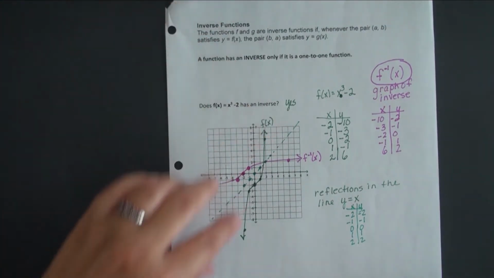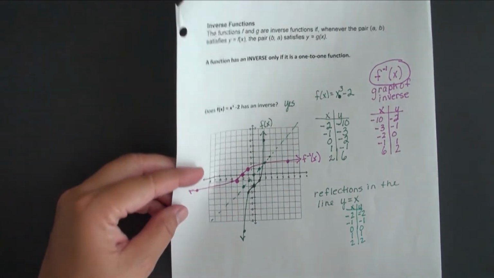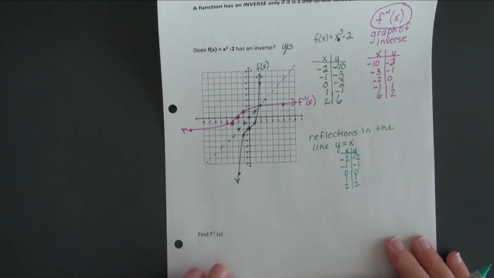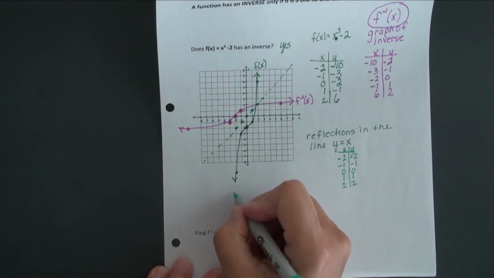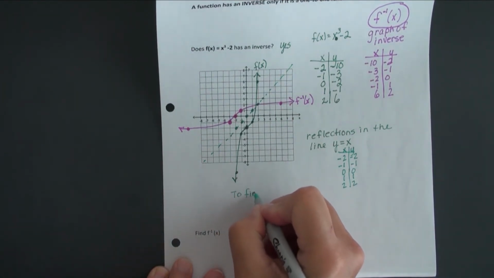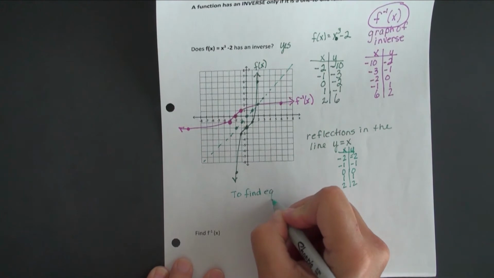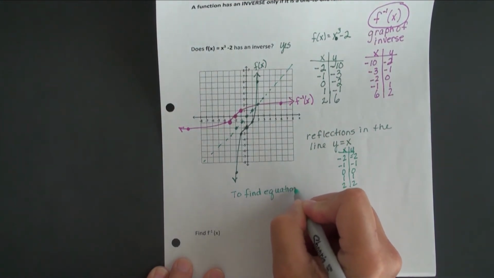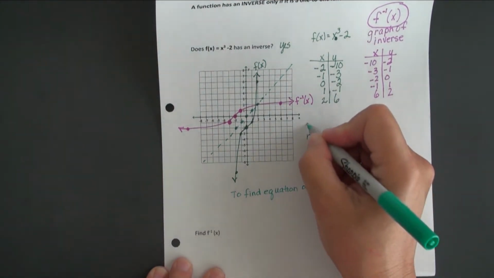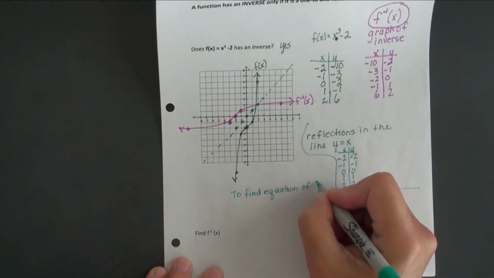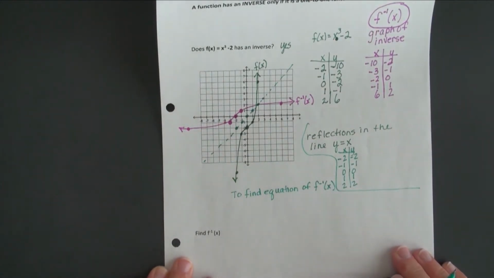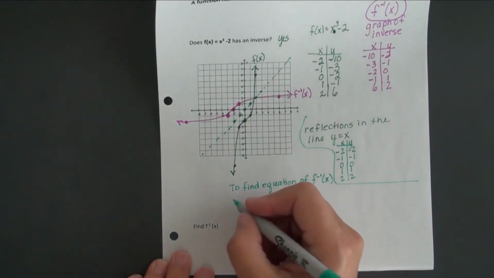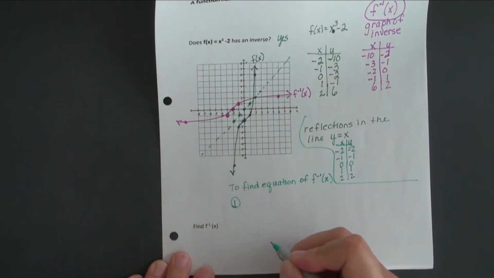Now, to find the equation of the inverse, there are some steps that we need to go through, and I'm going to talk about those steps. To find the equation of the inverse of f of x, you do a few things, and if you do these steps in order, you'll get the inverse every time.